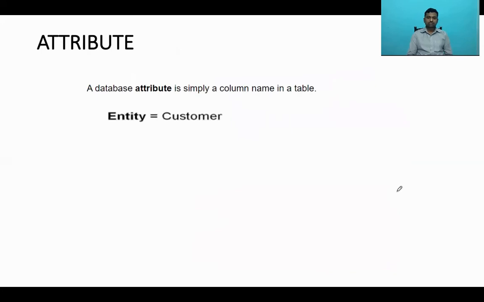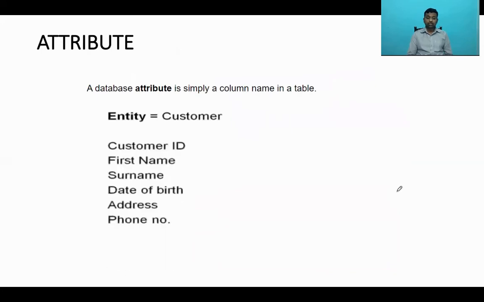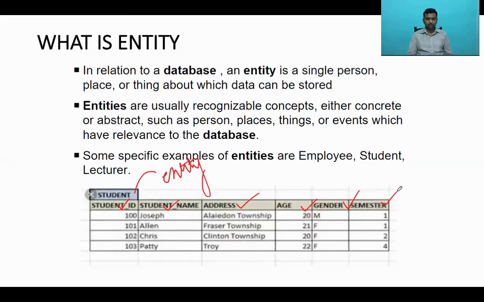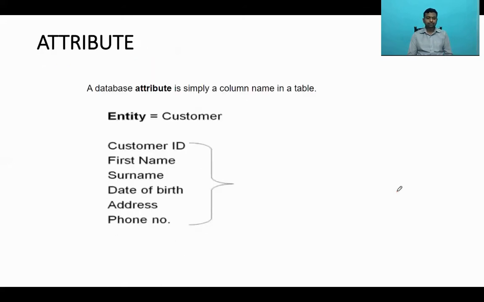Now, say the entity is a customer. What are the attributes here? Customer ID, first name, surname, last name, date of birth, phone number. All these things will become your attributes. Now, in this example, what are your attributes? Student ID, student name, address, age, gender, and semester. These are your attributes.